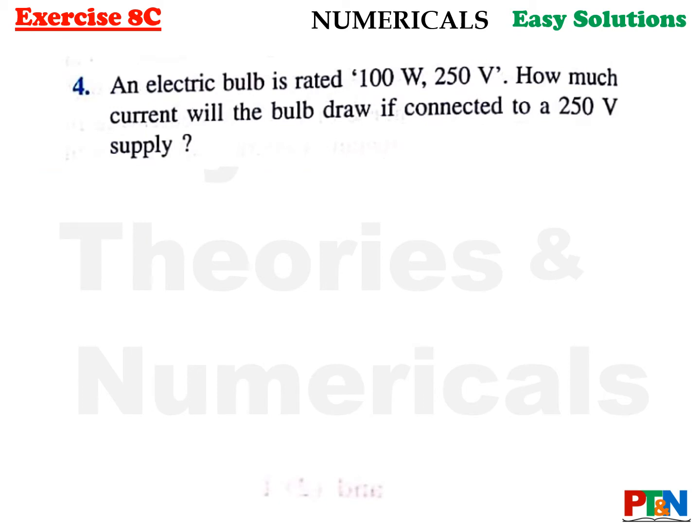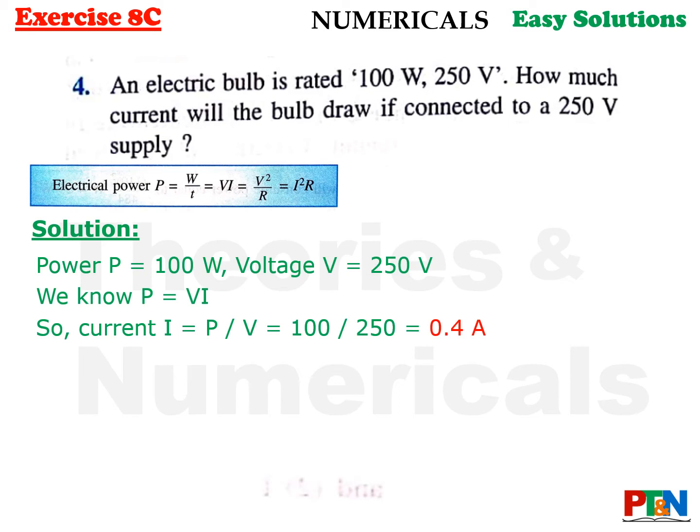Next one: an electric bulb rated 100 watt, 250 volt. How much current will the bulb draw if it is connected to a 250 volt supply? Simplest, you have the formula. Put the values. Just have a look. Very simple. Next one.